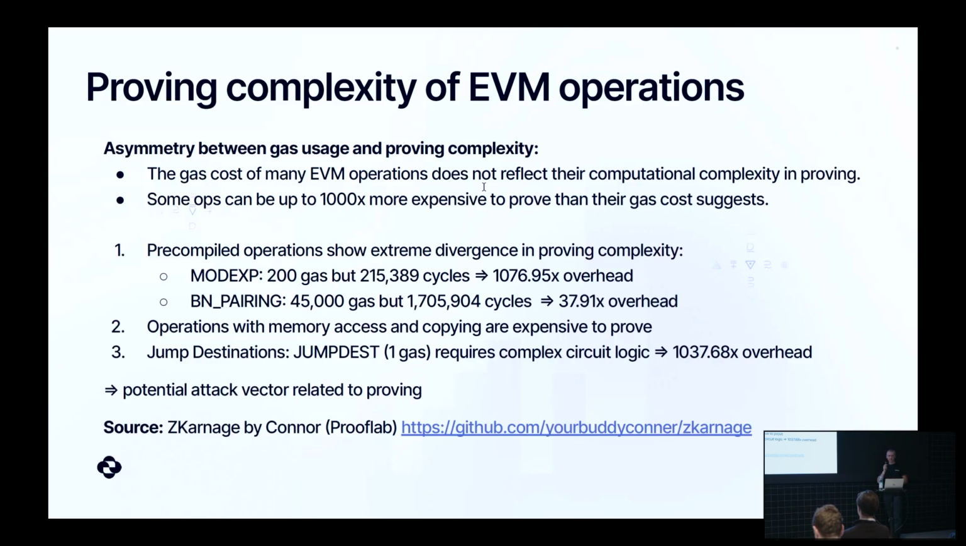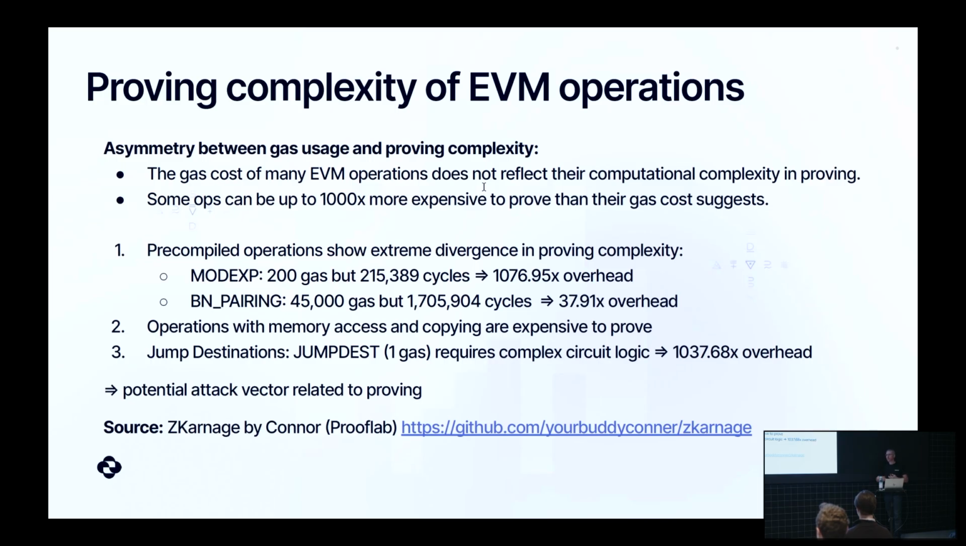Basically, there are some precompile operations like ModExp, which is 200 gas, but it translates to almost 220,000 RISC-V cycles. So there is 1,000x there. BN pairings have almost 40x overhead. Operations with memory access and copying are also expensive to prove. A simple jump test, one gas, is also like 1,000x overhead. So this is a potential attack vector.